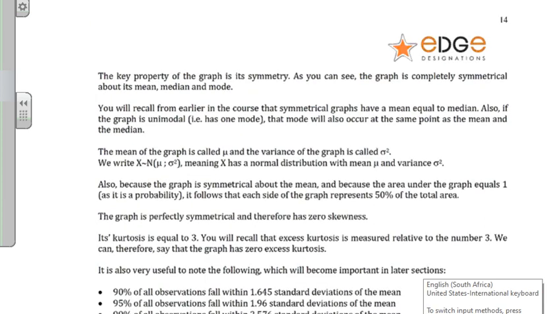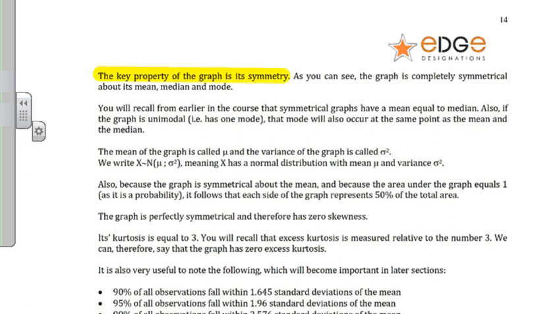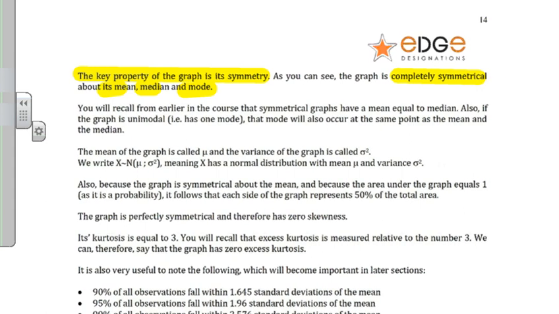And top of page 14, the key property of our graph is that of symmetry. In other words, it's symmetrical about its mean, median, and its mode. And remember, when we read what we're reading over here with the normal distribution, I always encourage you to go back to learning module 2, where we started off talking about things like means, medians, and modes. I'm not going to spend too much more time over here.